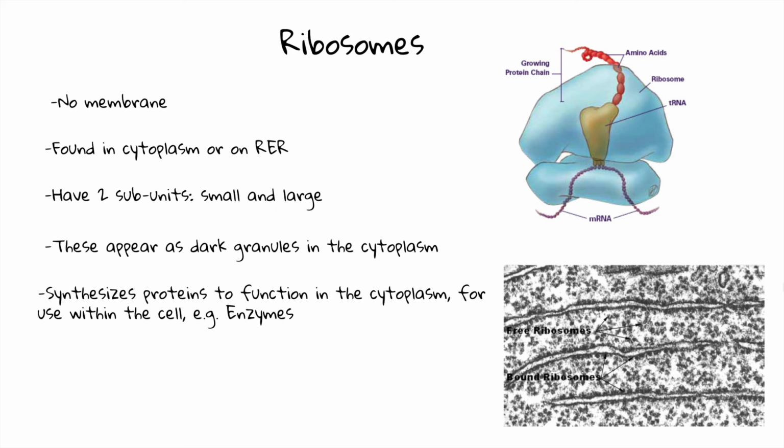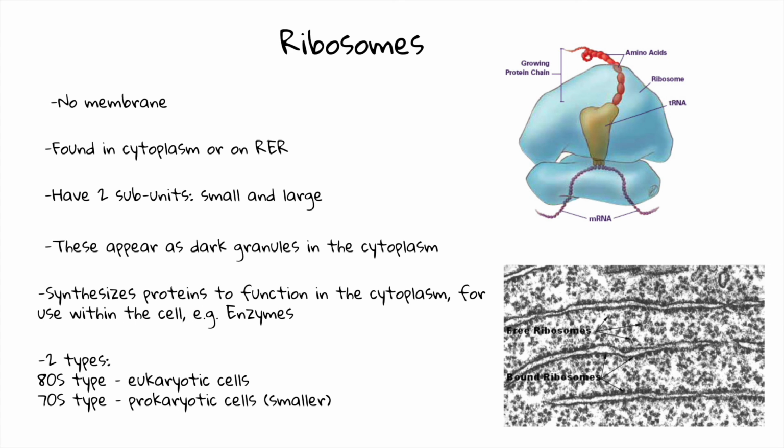They synthesize proteins to function in the cytoplasm for use within the cell, for example, enzymes. And there are two types: the 80S, which is found in eukaryotic cells and is a bit bigger, and the 70S type, which is found in prokaryotic cells and is a bit smaller.